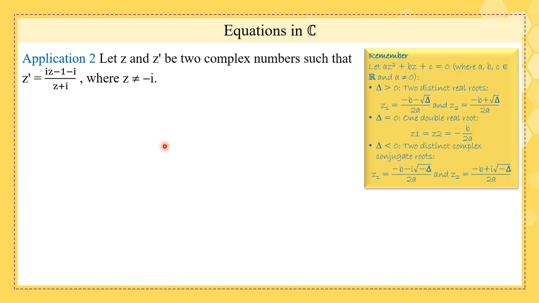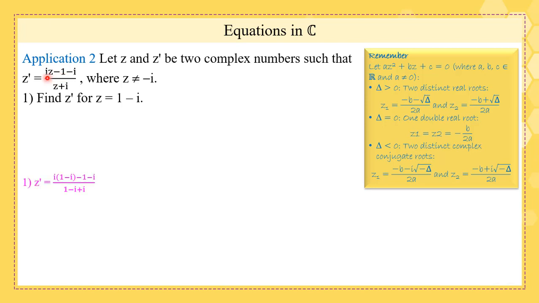Now let's see the second application. Z and z prime are two complex numbers such that there's a certain relation in between. This is the relation, and z is never minus i. The question is to find z prime for z equals 1 minus i. So we just need to find z prime when z is 1 minus i. This is just a matter of calculation. Try to calculate it alone.